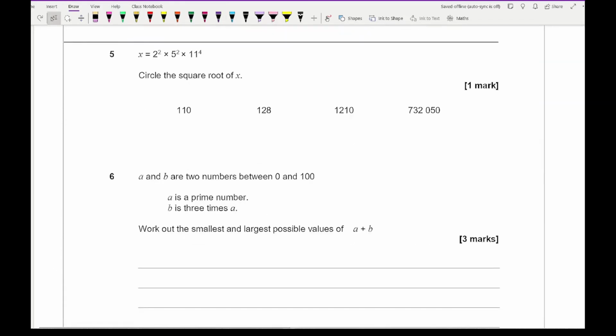Then moving on to question 5, it says circle the square root of x when x is 2 squared times 5 squared times 11 to the power of 4.